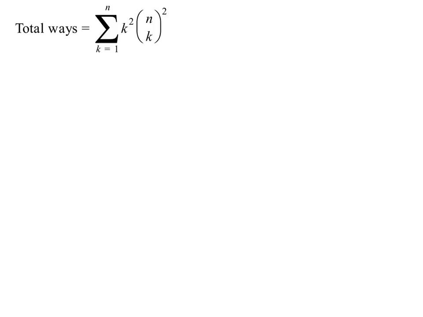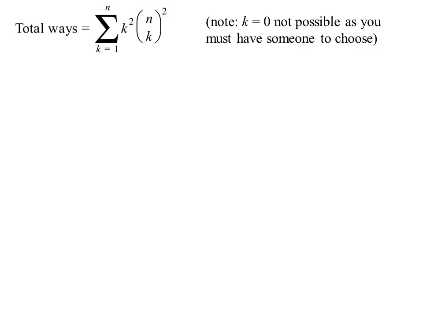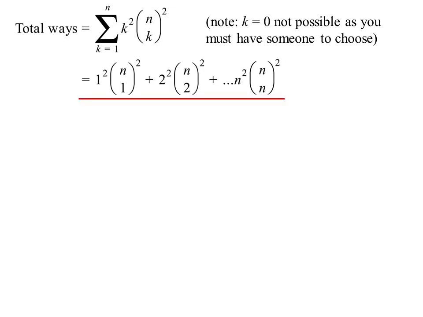So the total number of ways would be the sum of all of those different ones. The groups where there's 0, the group where there's 1. Well, hang on a sec. I haven't included k equals 0. Why? Well, k equals 0 is not possible, because if I've got a group of 0, then I've got no one to choose from. So how do I pick a leader? I leave that one out. It's just the sum from k equals 1 to n of k squared times nCk squared. And so there's all our possibilities. If I was to write it out in some notation, it'd be 1 squared times nC1 squared, 2 squared nC2 squared, up to n squared nCn squared.